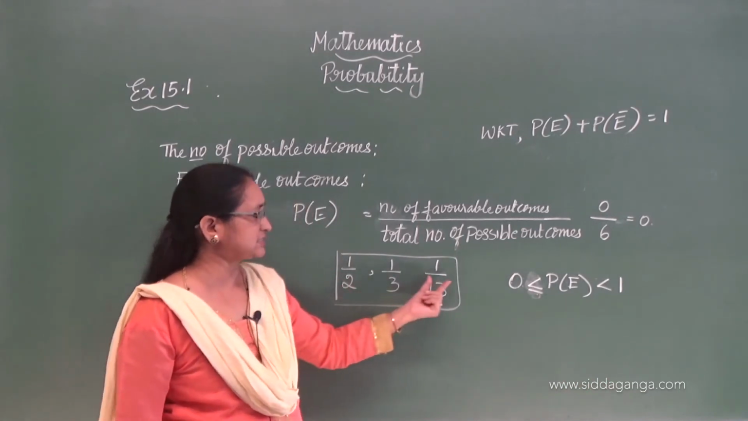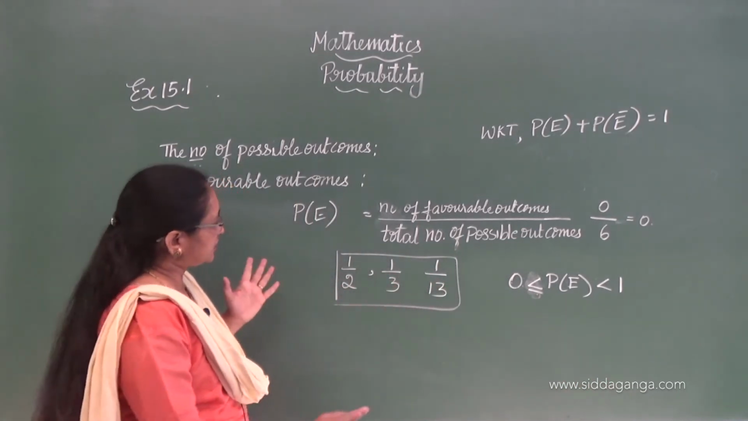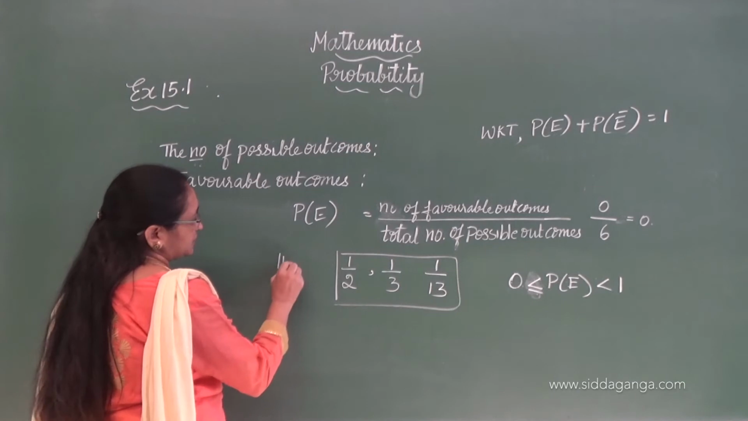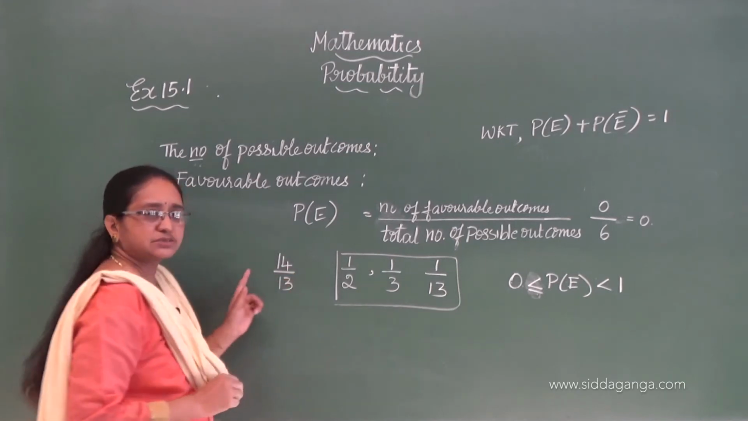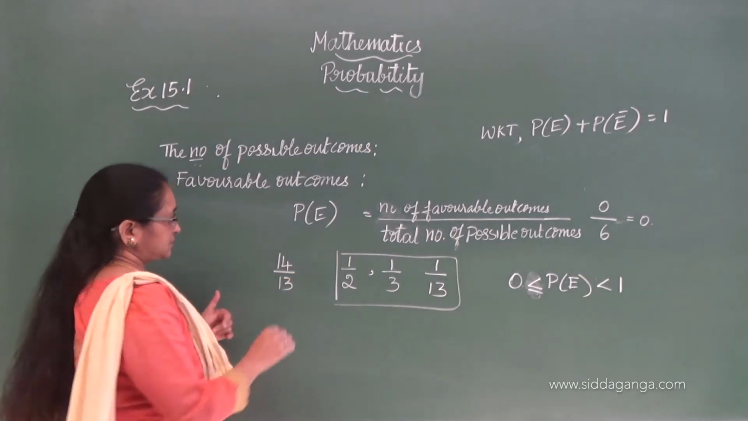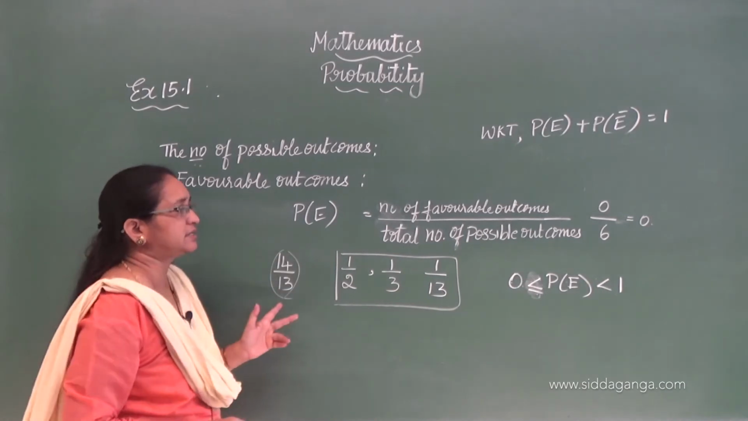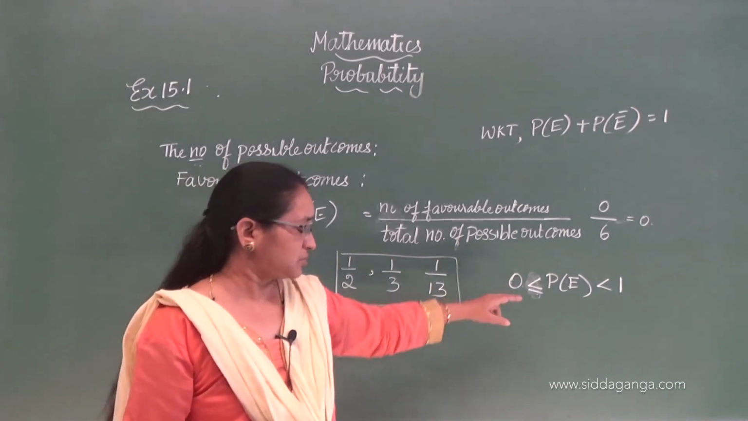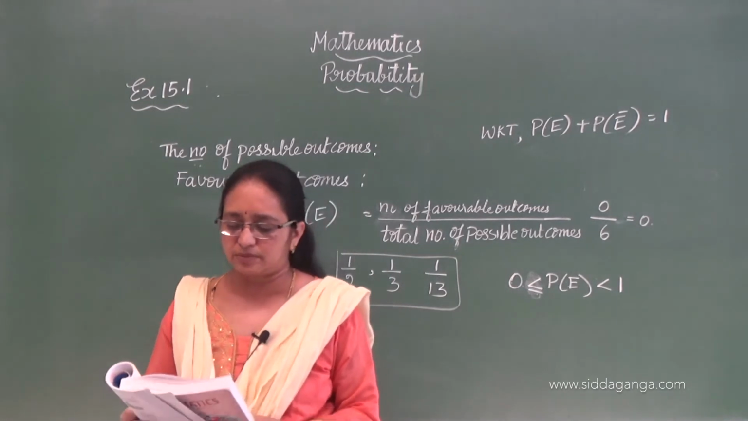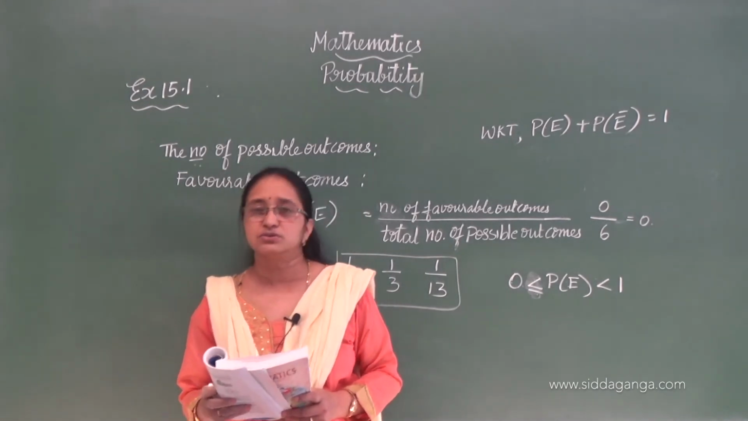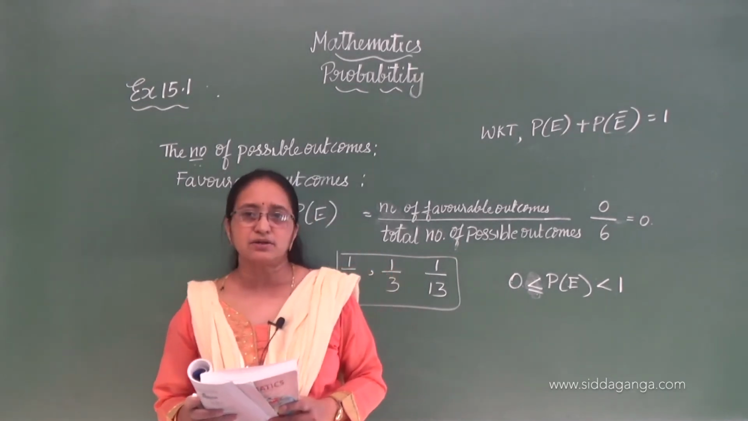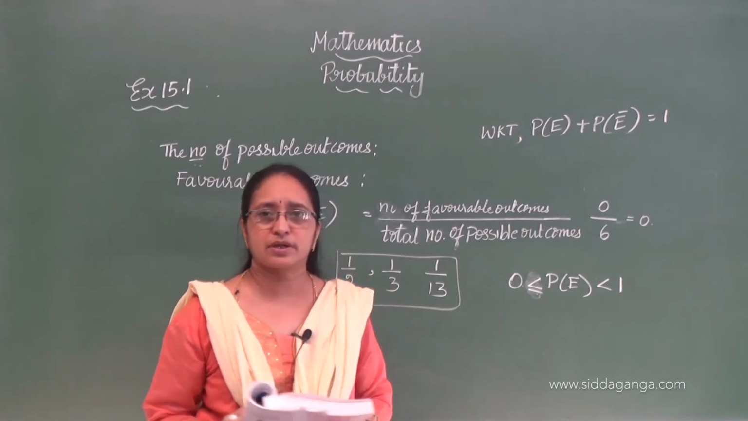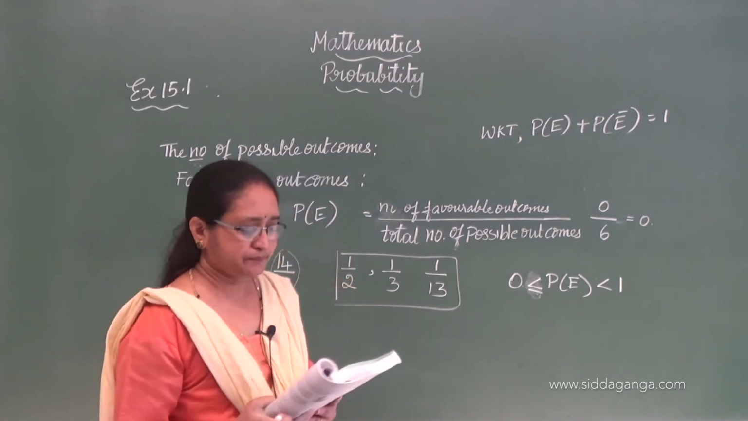See, all these are less than 1. We did not get any example like 14 by 13, did we? No, we won't get. Definitely it is not greater than 1. So, what will you write here as the answer? The probability of an event is greater than or equal to 0 and less than or equal to 1.